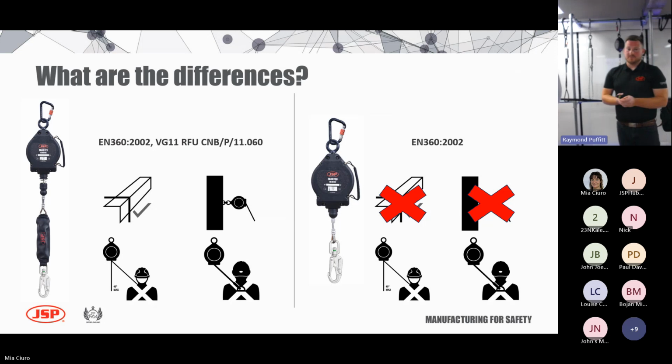Okay, so from the icons, you can see both are being used 40-degree max vertically, and both can be used for vertical use. But it's the block with the VG11 standard that can be used horizontally. All right. So it's in standard 360, vertical use only, can't be used over a sharp edge, can't be used horizontally. Okay.